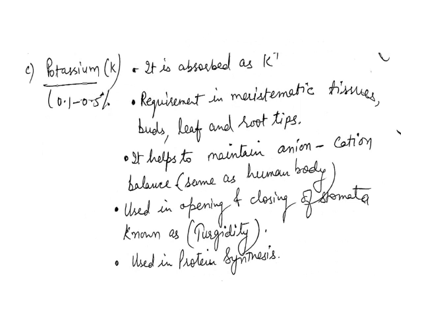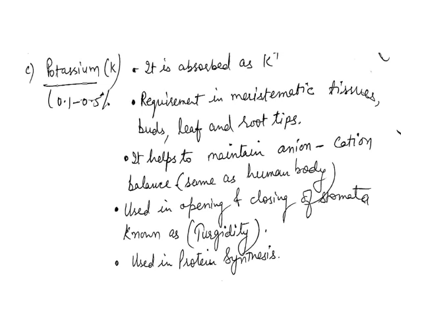Now the next important macronutrient is potassium, which is required in the plant at 0.1 to 0.5%. It is absorbed in the form of potassium ion, K positive. It is required again for the meristematic tissues, buds, leaf and root tips. So whatever the growth is there in the tissues, buds, leaf and root tips, potassium plays the role. It helps to maintain the anion and cation balance.